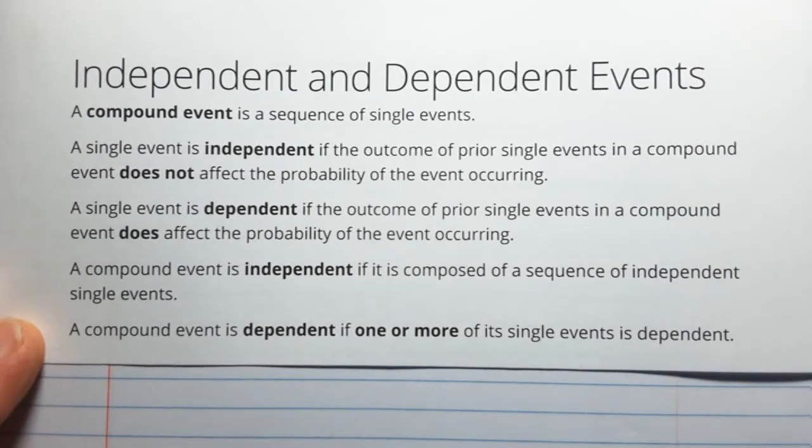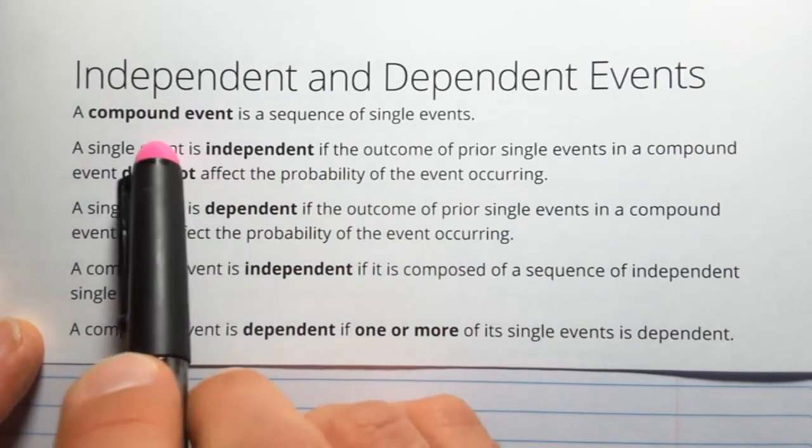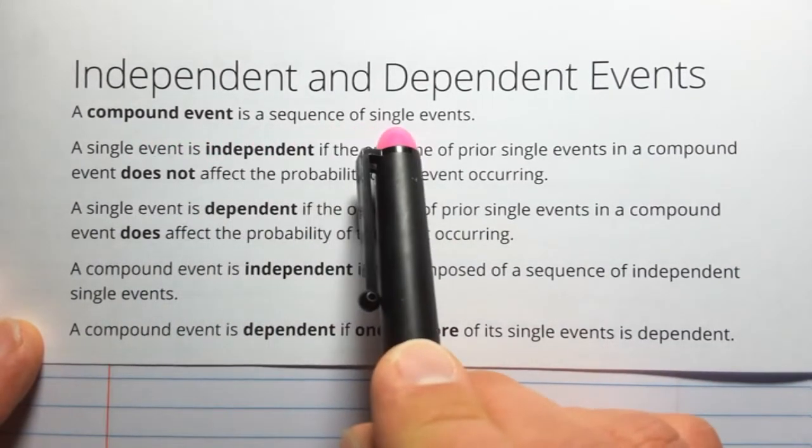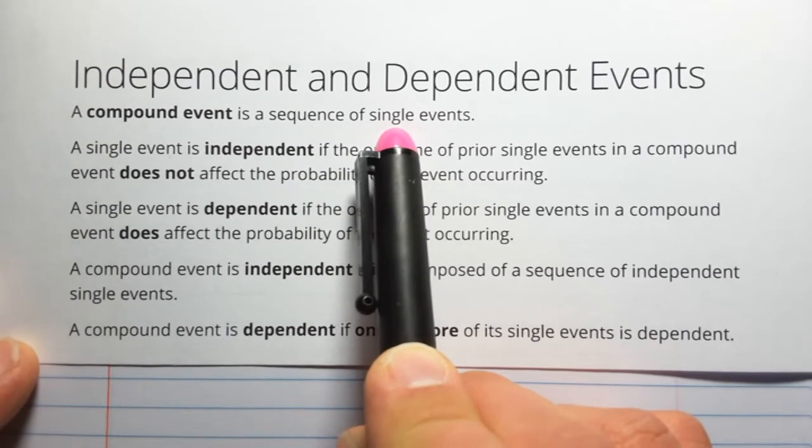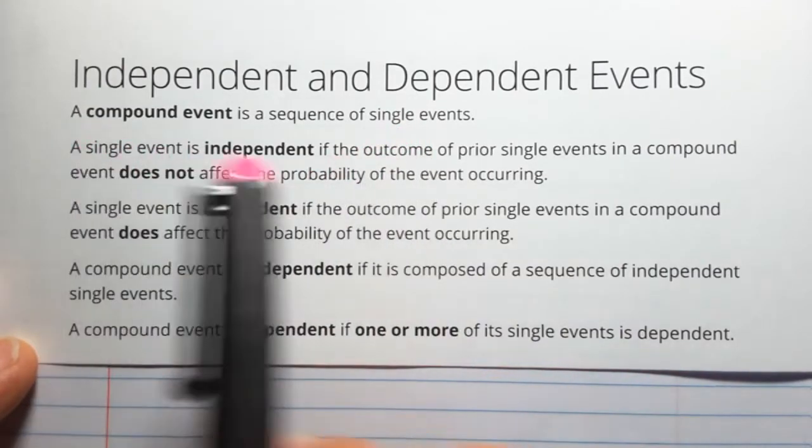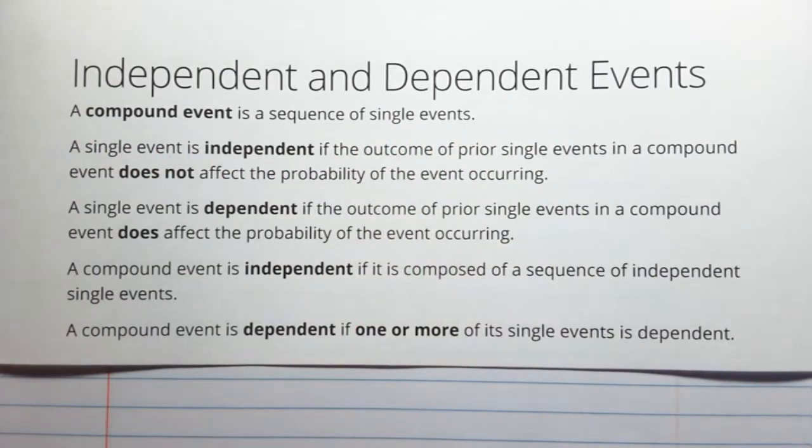So we're going to talk about compound events. A compound event is a sequence of single events. When we learned about the fundamental counting principle, we had a series of stages. This is very much like that. One thing happens and then another thing happens and so on.